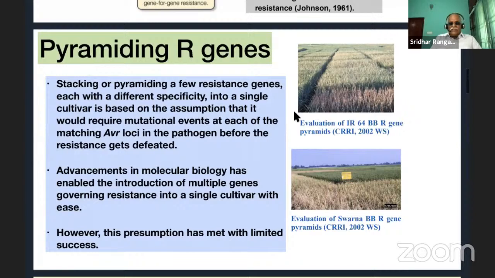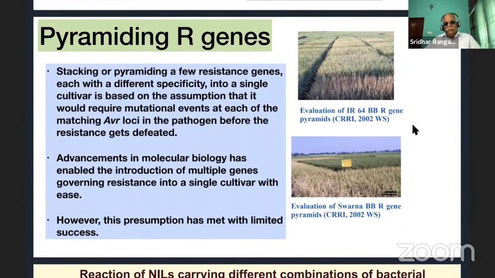And now with the advancement of molecular biology, the incorporation, or putting together, pyramiding the resistant genes has become a common thing. I think we were the first in the 1980s and 90s to bring the technology of marker breeding, marker assisted selection, from the International Rice Research Institute.